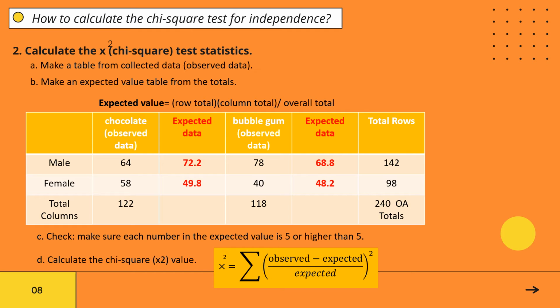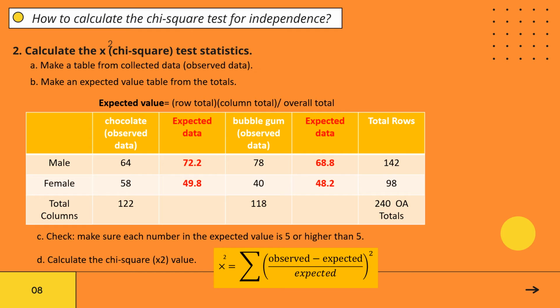Third, you check. Make sure each number in the expected values is higher than 5, or is 5. In our table, we have 72.2 and nothing there is lower than 5. So this is correct. Now you calculate the chi-square value, and we have a formula for that.